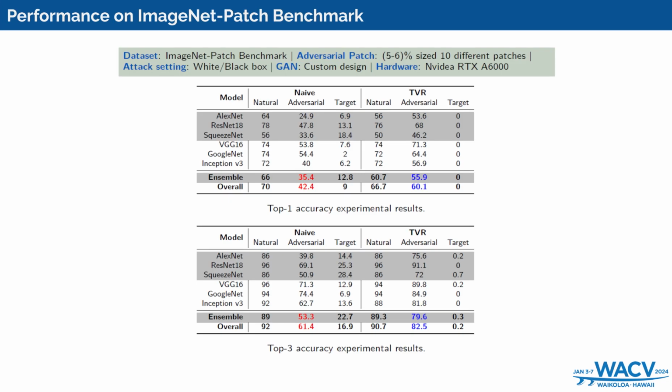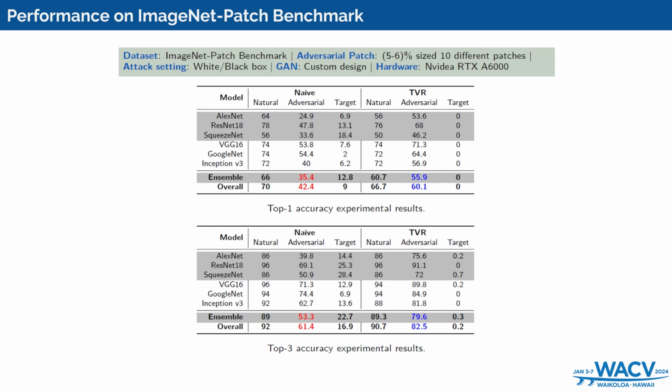So for the performance, we tested our TVR on the ImageNet-Patch benchmark dataset because it will help us validate our TVR. Also, these patches are not trained by us; we use the patches from the ImageNet-Patch benchmark dataset. As you can see here, with TVR we are able to achieve higher adversarial accuracy. That means we are able to get better performance with the defensive property of TVR.